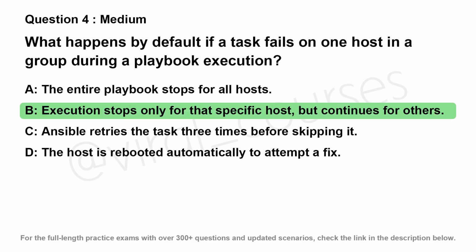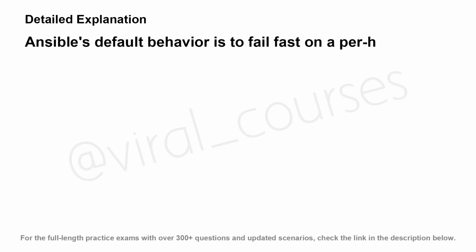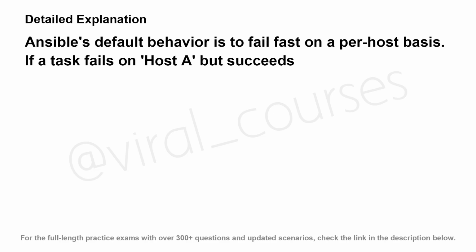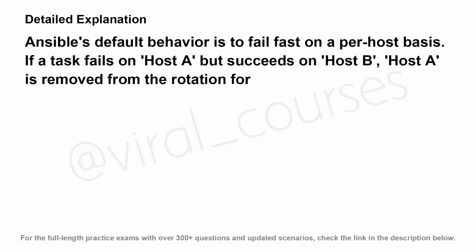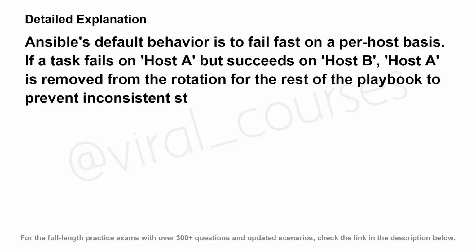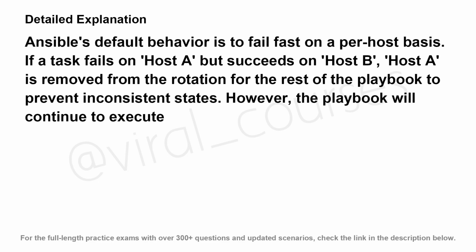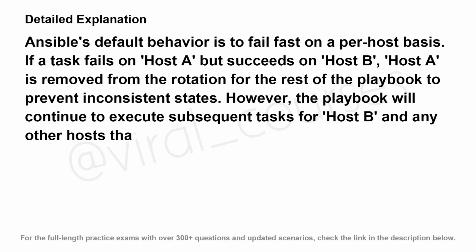The correct answer is B. Ansible's default behavior is to fail fast on a per-host basis. If a task fails on host A, but succeeds on host B, host A is removed from the rotation for the rest of the playbook to prevent inconsistent states. However, the playbook will continue to execute subsequent tasks for host B and any other hosts that haven't failed yet.